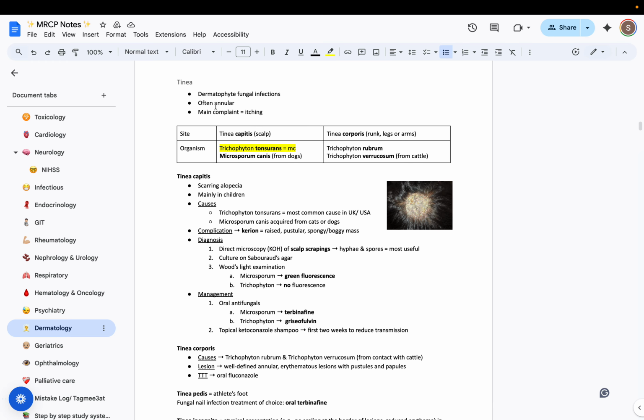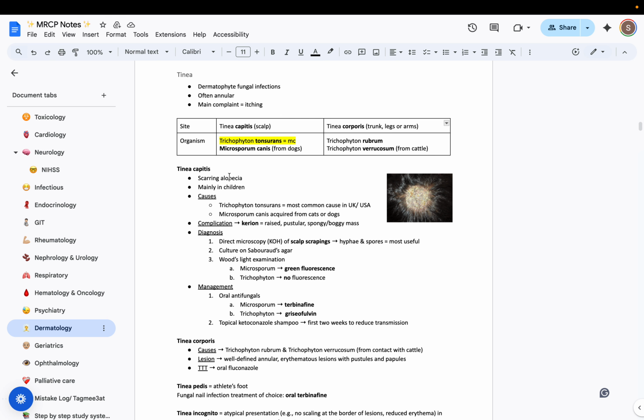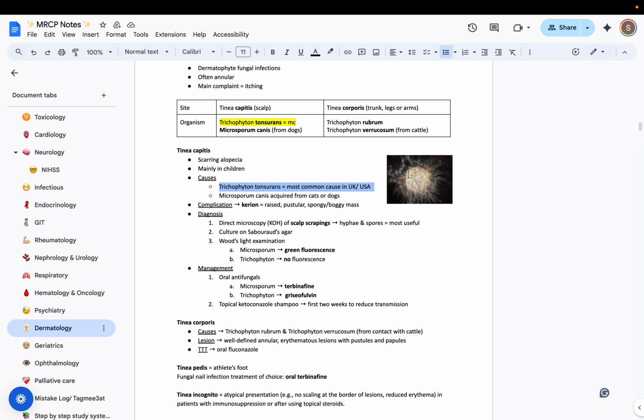Tinea corporis and capitis. Capitis is in the scalp. The most common one is Trichophyton tonsurans, but there's also Microsporum canis from a dog. If the patient does not have a pet, please don't pick this because it will not be the answer. Now, corporis, which happens in the trunk, legs or arms, would be caused by rubrum or verrucosum from cattle. Capitis causes scarring alopecia, mainly in children. The most common cause is tonsurans. It could be complicated by a kerion, a raised pustular boggy mass.